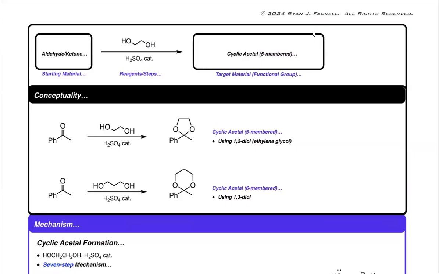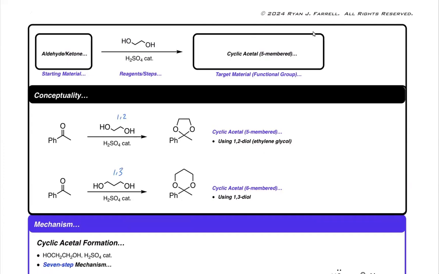In this video, we are going to discuss the formation of cyclic acetals. Specifically, we can react an aldehyde or ketone with a 1,2 diol and catalytic acid, and we can generate a 5-membered ring cyclic acetal, or we can use a 1,3 diol and generate a 6-membered ring cyclic acetal.